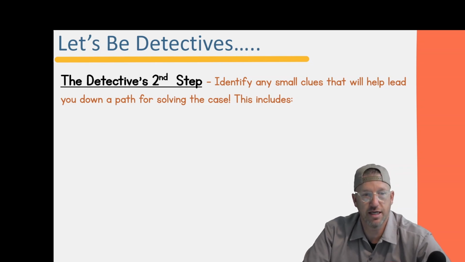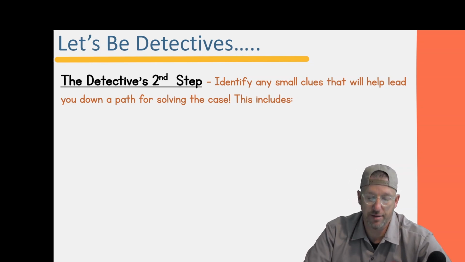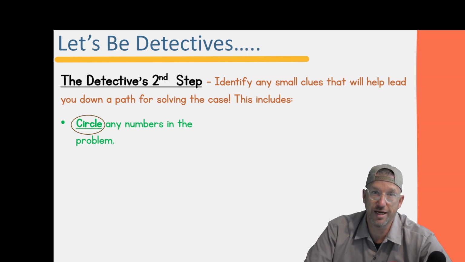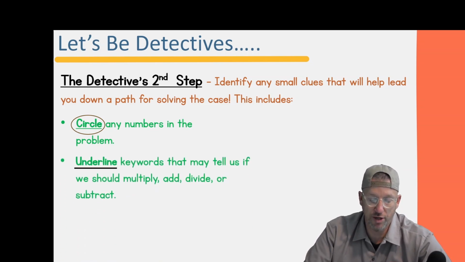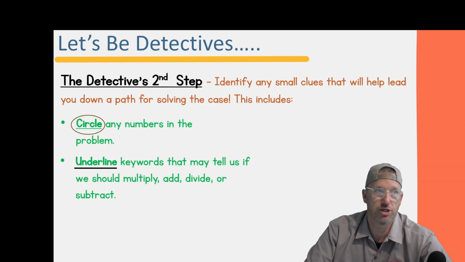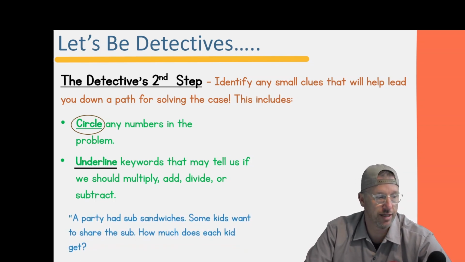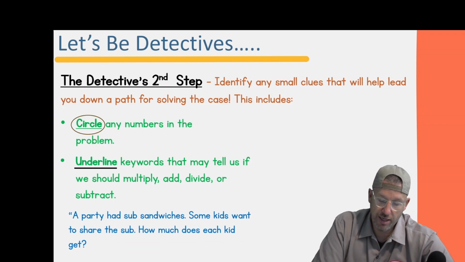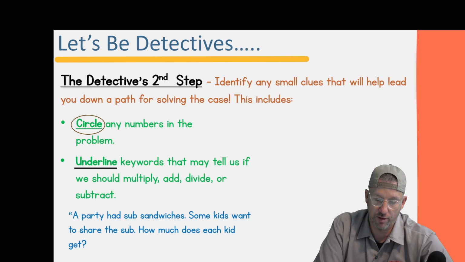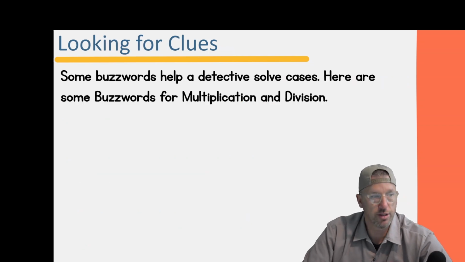The second step says identify clues that will lead you down the path. We're going to circle any numbers and underline any keywords or buzzwords that will make us think about whether we should be multiplying, dividing, adding, or subtracting. For this one, we don't have the numbers in it, but we would look at it and ask, are there any buzzwords we would underline, and circle any numbers?